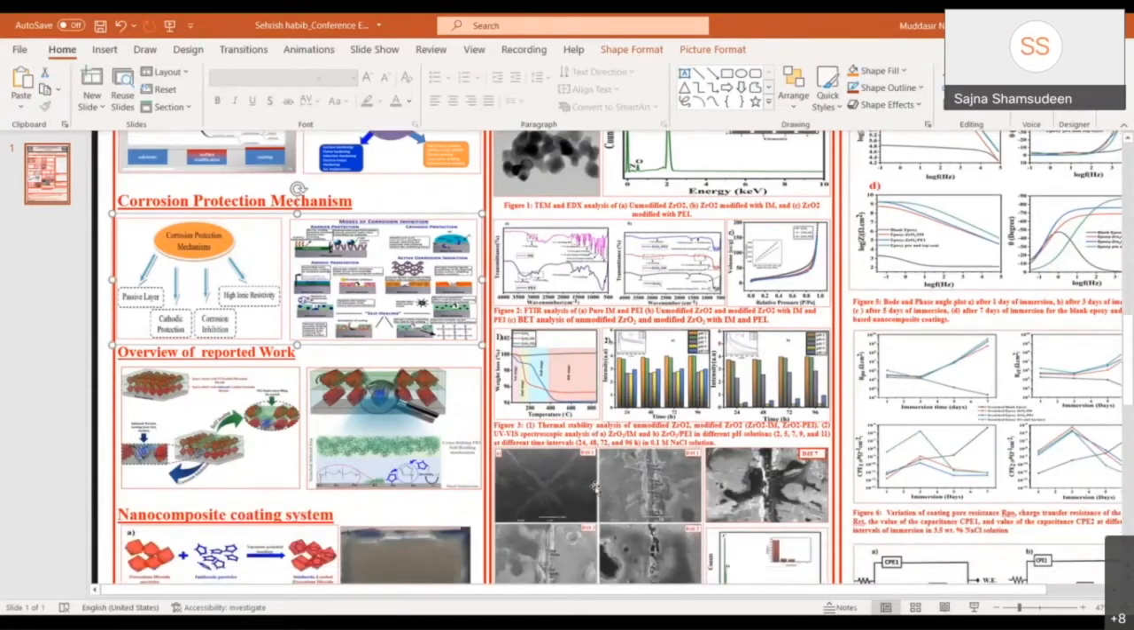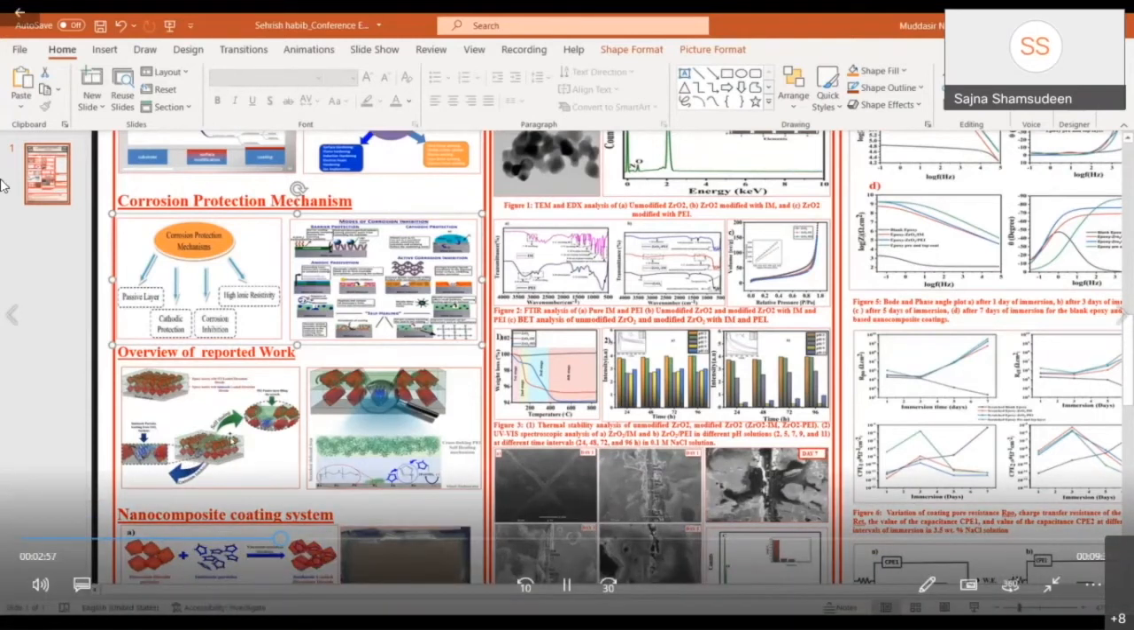What is done in this work is basically we utilize the zirconia oxide nanoparticles with the corrosion inhibitor and the self-healing agent, and we loaded this into the zirconia oxide nanoparticles, and a scratch was made, and these loaded zirconia oxide nanoparticles are reinforced into the polymeric matrix.